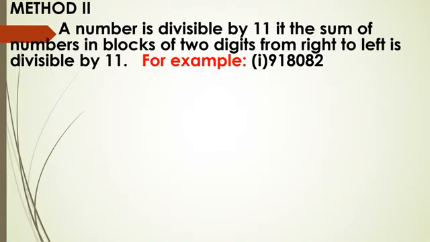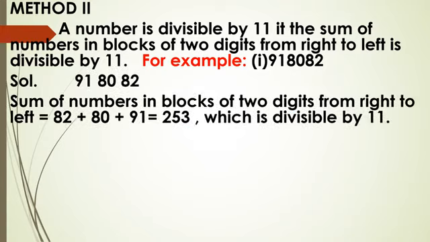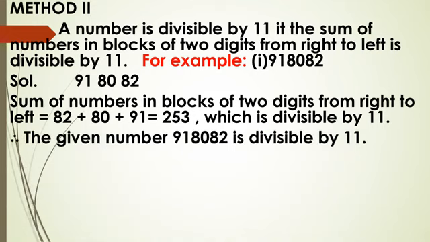That means 82, 80 and 91. These pairs I have made. Now add them. 82 plus 80 plus 91 is equal to 253. Now check whether 253 is divisible by 11. Yes, it is divisible by 11. So the given number is also divisible by 11.